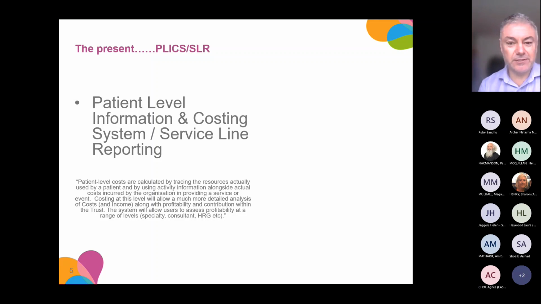The system allows users to assess the profitability at a range of levels as well. Because you've got it granular, we can build it up to either consultant level or HRG level or procedure code level or specialty level. And I'll show some of that at the end when I've got some of the slides showing what we're doing at Nottingham with our PLICS system.